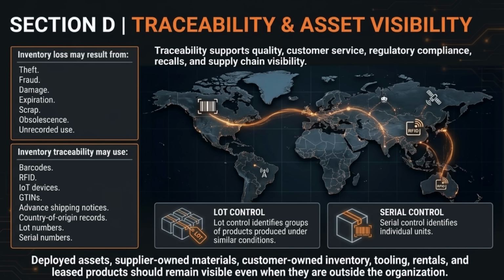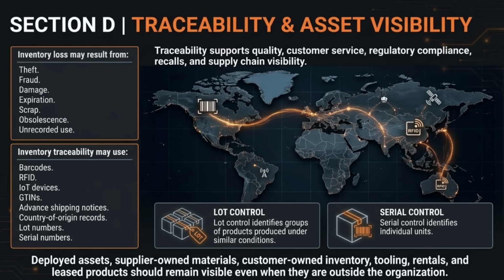Inventory traceability may use barcodes, RFID, IoT devices, GTINs, advanced shipping notices, country of origin records, lot numbers, serial numbers. Traceability supports quality, customer service, regulatory compliance, recalls, and supply chain visibility. Lot control identifies groups of products produced under similar conditions. Serial control identifies individual units.